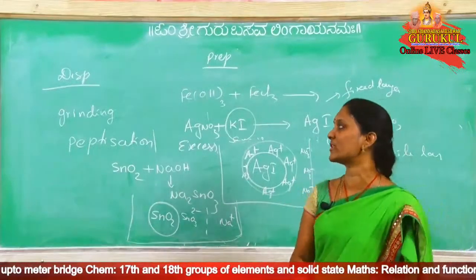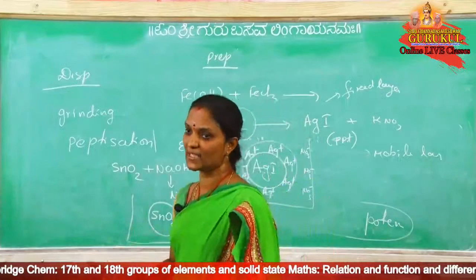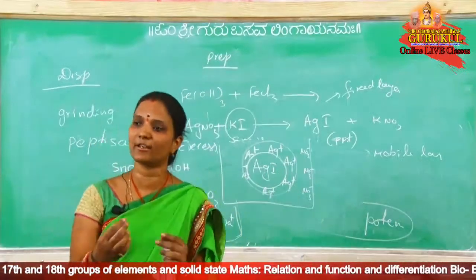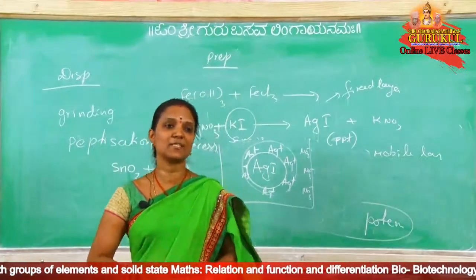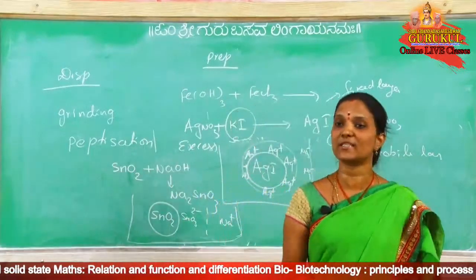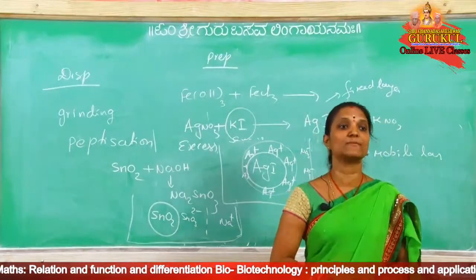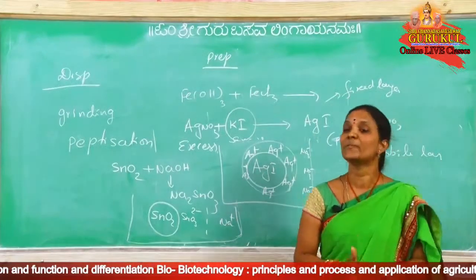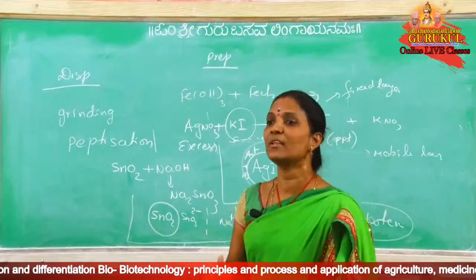Suspension to colloidal solution. The first process is a grinding process. In this grinding process, we just have to grind and convert into colloidal size. This process is used for the preparation of printing ink. And the second, very important process, is peptization. Peptization means we are converting a freshly prepared precipitate to a colloidal solution by adding a suitable electrolyte.